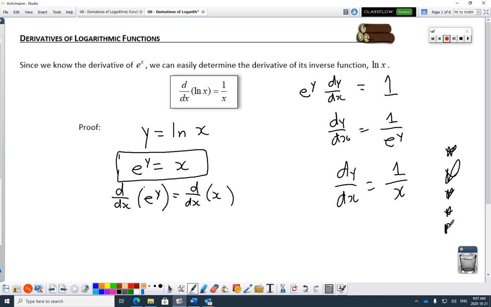Simon. It'll just say this: Prove derivative of ln x is 1 over x. Go.